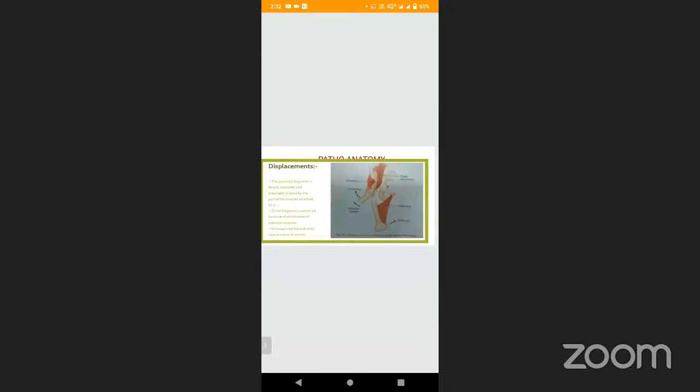So when there is a fracture of the shaft of the femur, the abductors contract because of unopposed action. The proximal fragment goes into abduction. Not only abduction, because of the action of the iliopsoas, it also goes into flexion. And the distal fragment goes into adduction, because of the action of the adductor magnus. So this is the pathoanatomy.